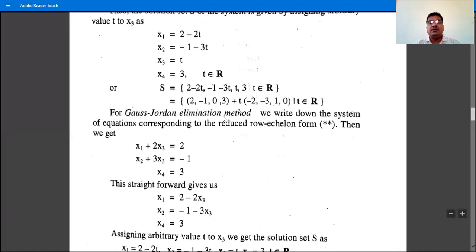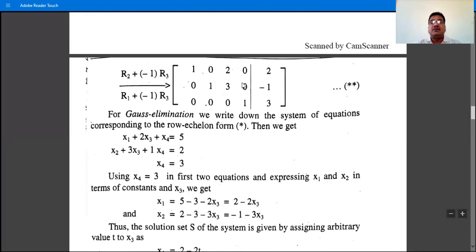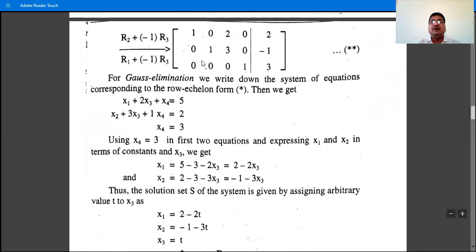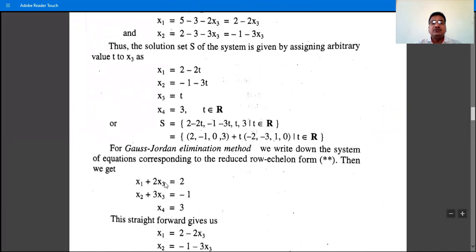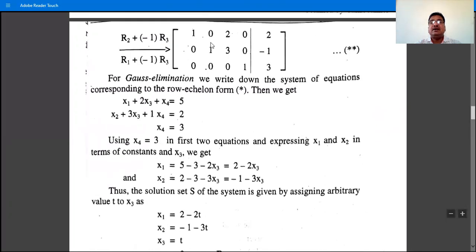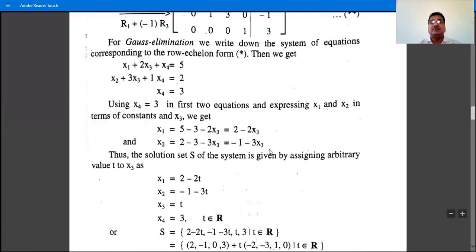And then the Gauss-Jordan elimination method, or just the Gauss-Jordan method. So use this reduced row echelon form. So rewrite the equations. What do we have? By using this we have x1 plus 2x3 is equal to 2 as the first equation, and the second equation is x2 plus x3 is equal to minus 1, and the last equation is x4 is equal to 3.